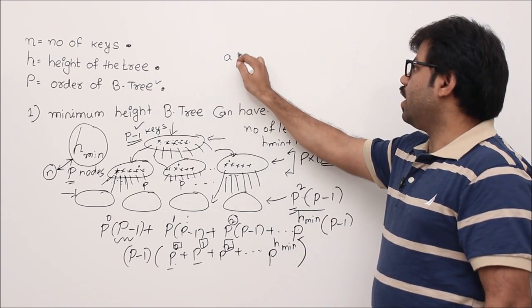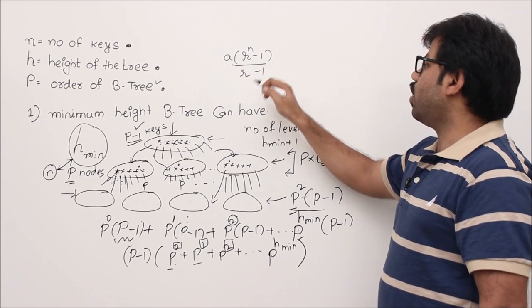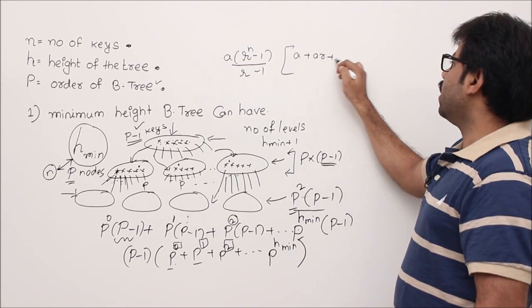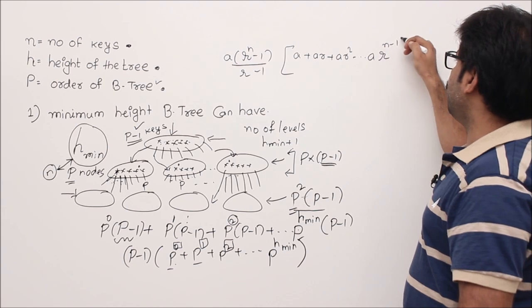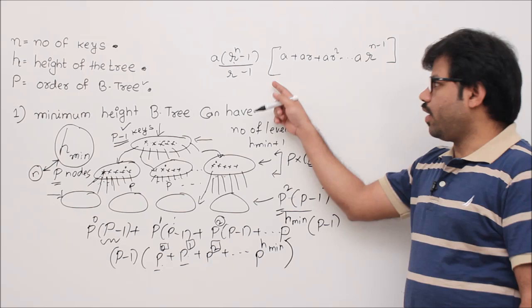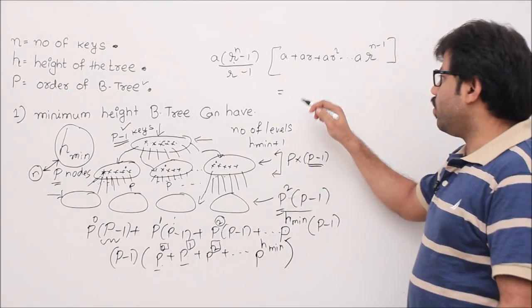The formula is a(r^n - 1)/(r - 1). This is the formula for a series a + ar + ar^2 and so on up to ar^(n-1). If there are n terms in the GP series, the formula is like this. Let's simplify it. So here a is nothing but the first term, p power 0, right?